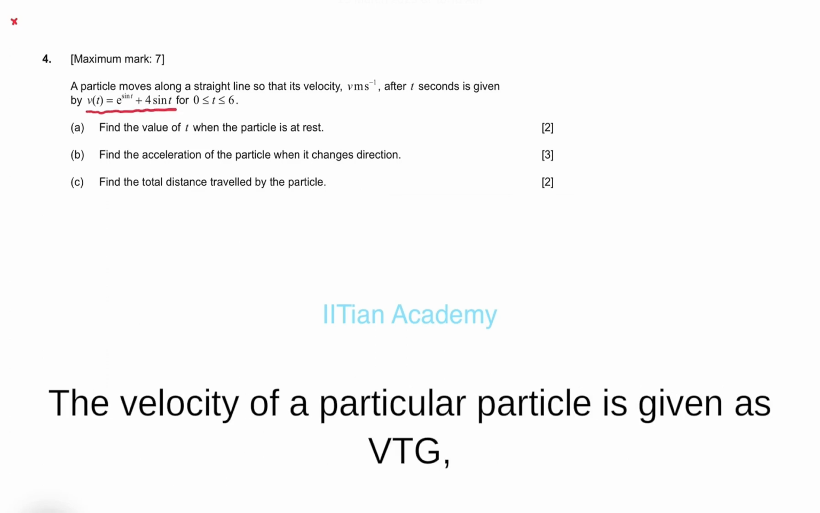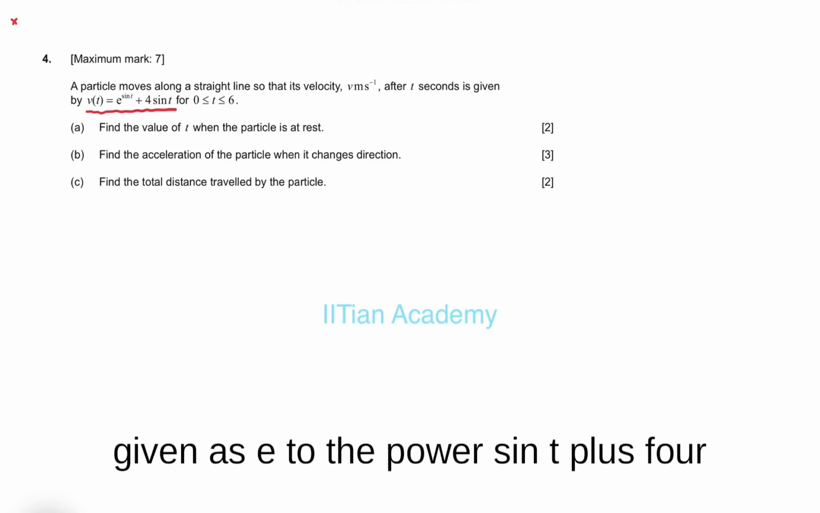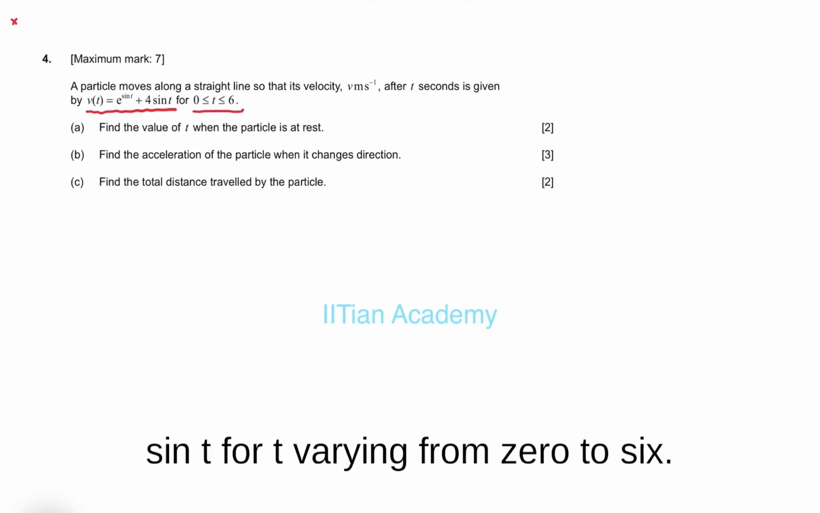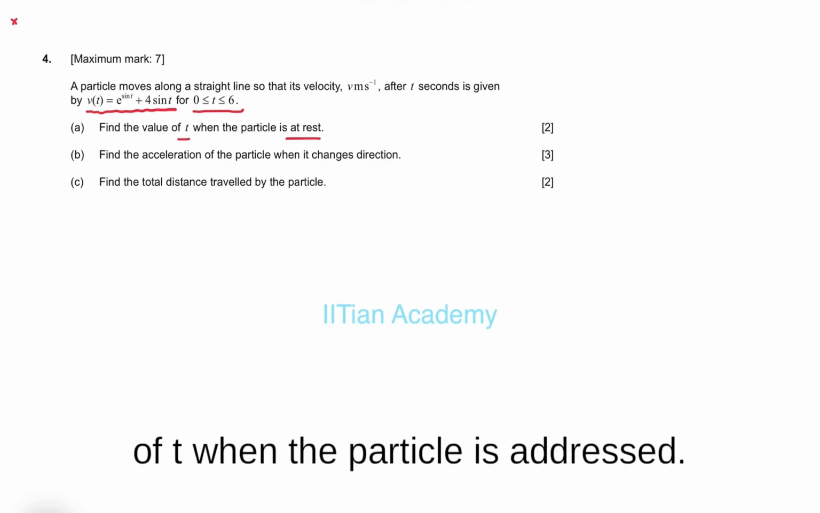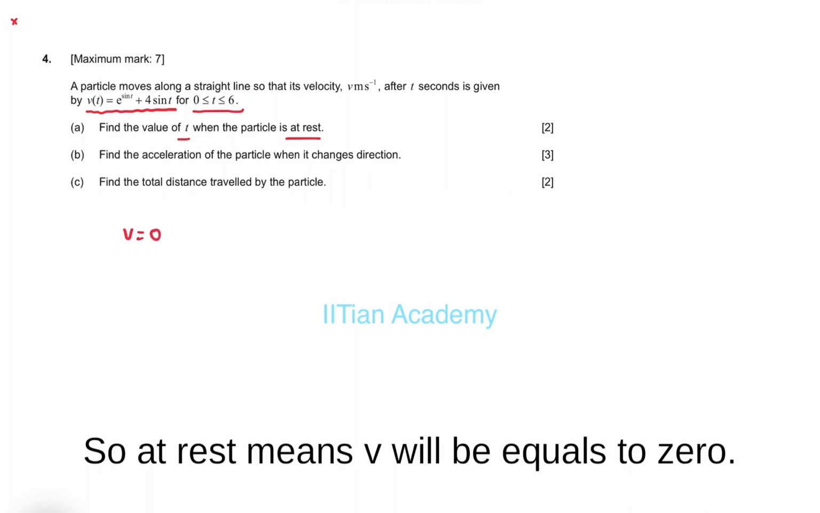We have a question on application of derivatives. The velocity of a particular particle is given as v(t) = e^(sin t) + 4 sin t, for t varying from 0 to 6. Now we have to find the value of t when the particle is at rest. So at rest means v will be equal to 0.